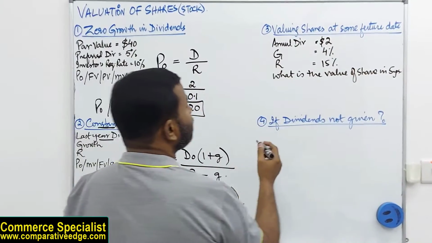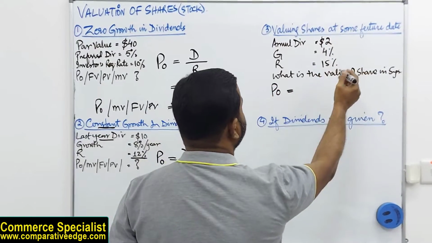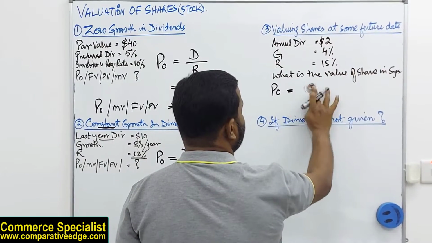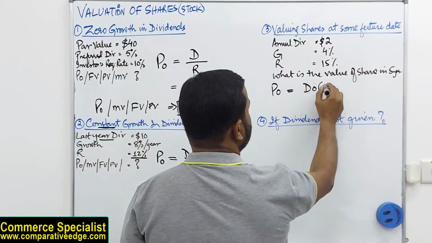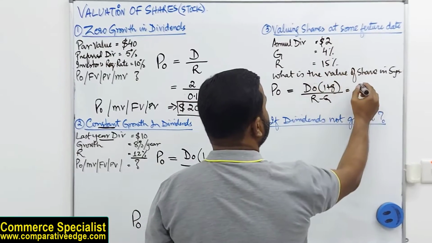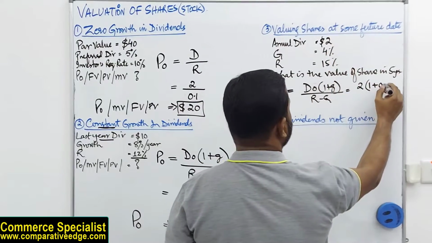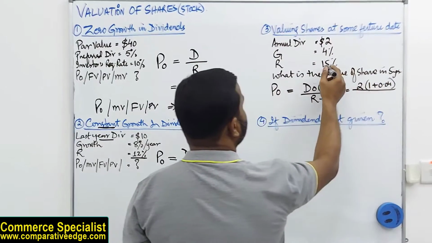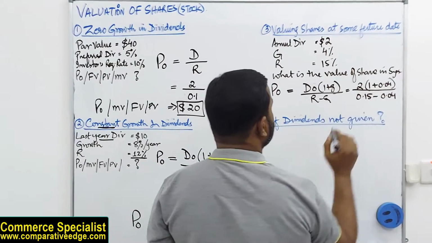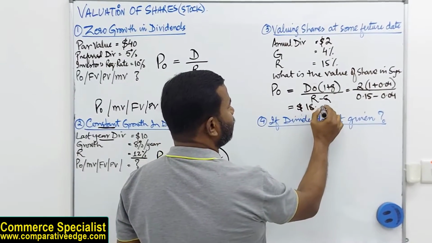So finding the value of the share today is the same as using the formula P0 is equal to, and it's growing also, so the annual dividend is $2. If you want, I can write the formula here. P0 is equal to D0 into (1 plus g) whole thing upon (r minus g). So if I put this in the formula, this is $2 into (1 plus the growth rate of 4%, so 0.04), whole thing divided by r, the investor's required rate of return, which is 0.15, minus growth, 0.04. So when you solve all this, you will get 18.909.